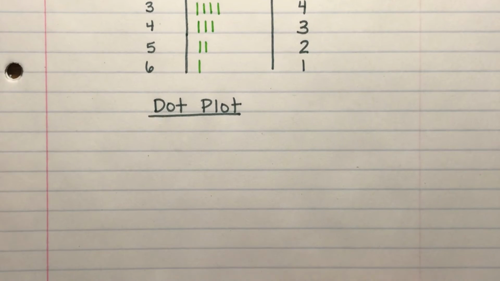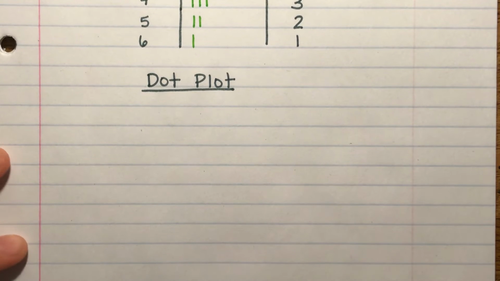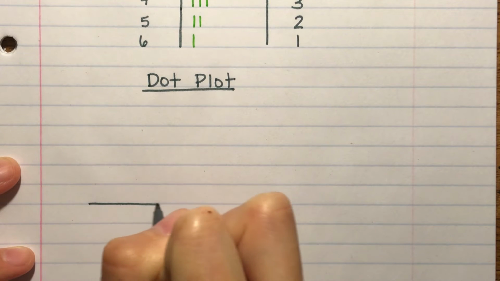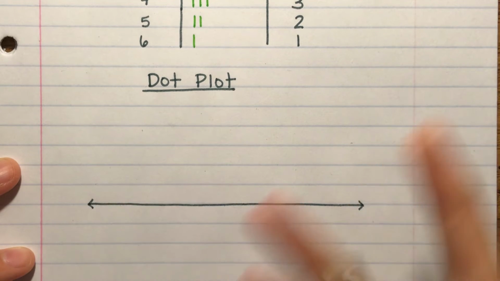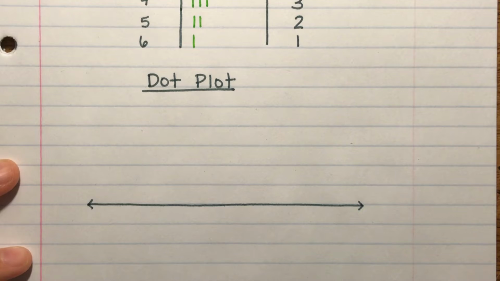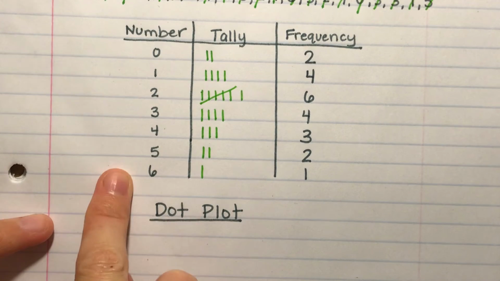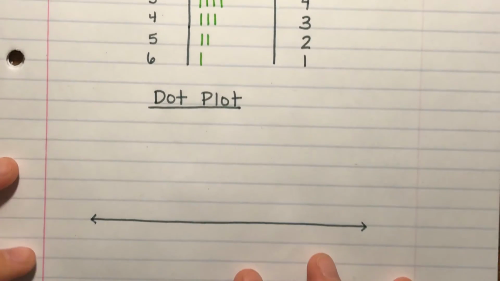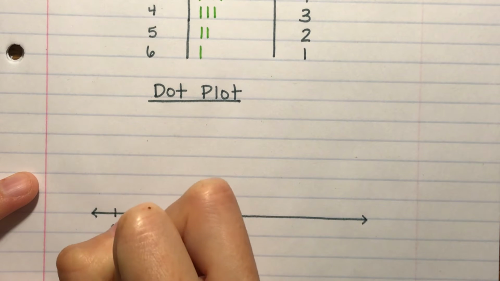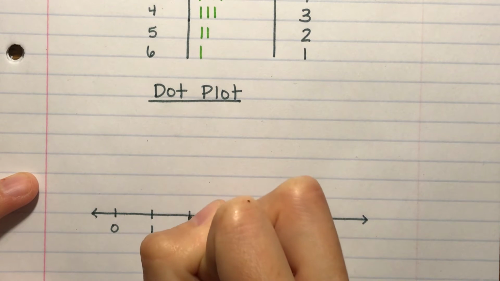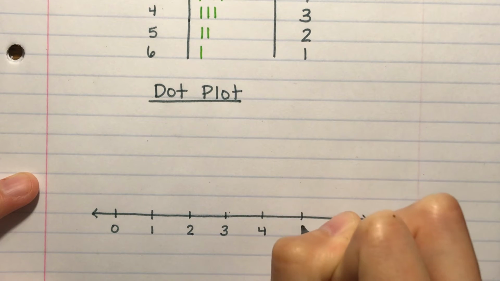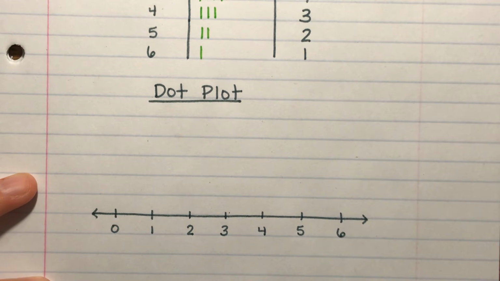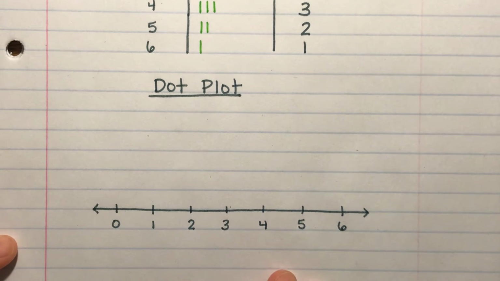So what I'm going to do to start for a dot plot is make a number line. And my number line has to include all of the numbers from my data above. We already organized it, and I have numbers 0 through 6. So on my number line, I'm going to make sure that I have each of those numbers. It doesn't matter how spread out they are, how big your number line is, but I just need to make sure I have all of the numbers that I'm talking about.